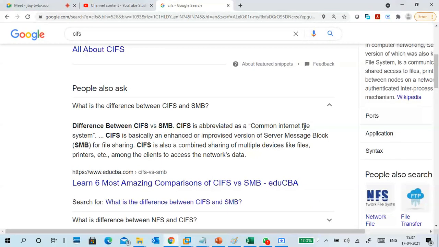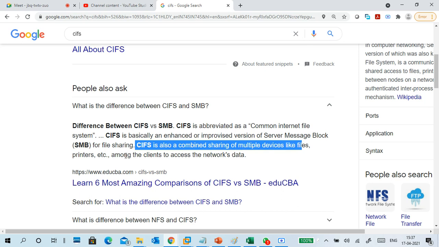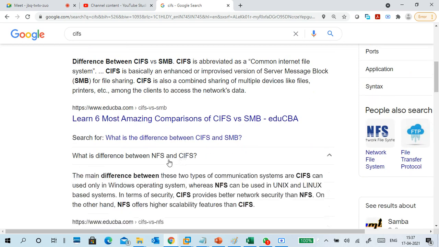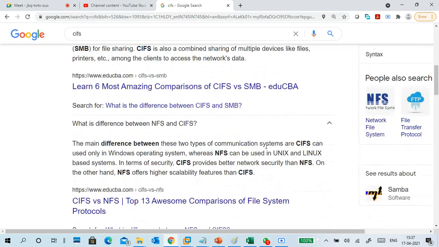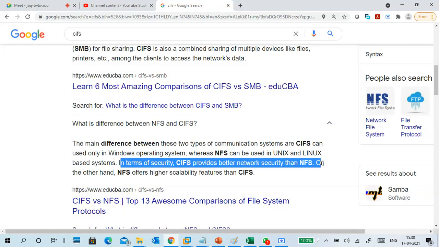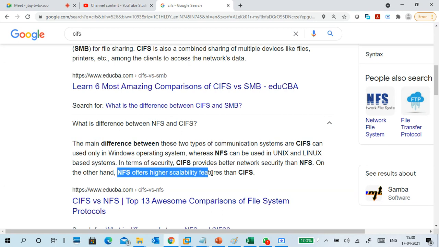CIFS, as an abbreviation of Common Internet File System, is basically an enhanced, improvised version of SMB, for file sharing. It also combines sharing of multiple devices, like files and printers, not only a file system. Comparing NFS and CIFS: CIFS can be used only in Windows operating systems, whereas NFS is Linux and Unix based. In terms of security, CIFS is better than NFS.